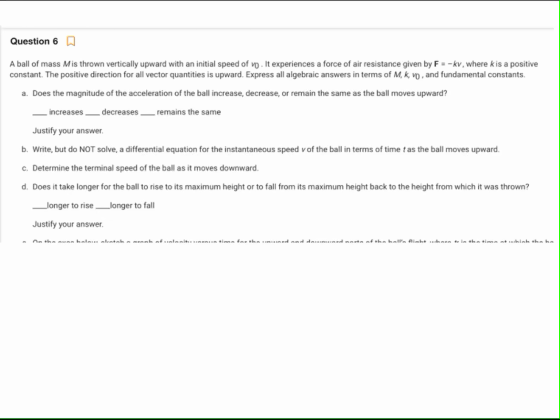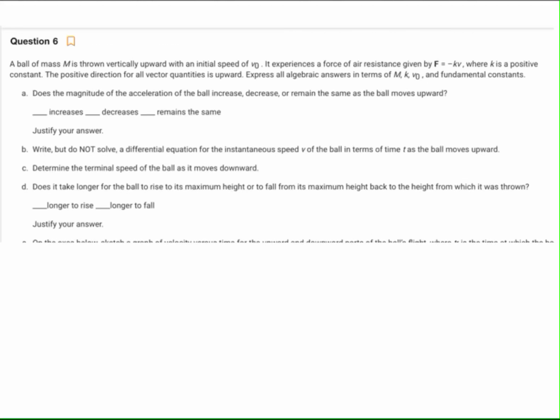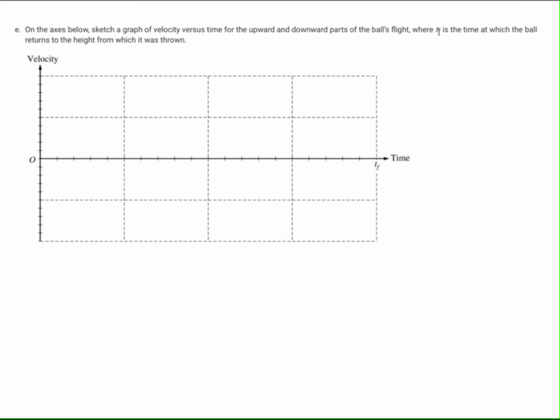Where are we? Okay. So now this, the velocity. Well, the velocity should look like this.